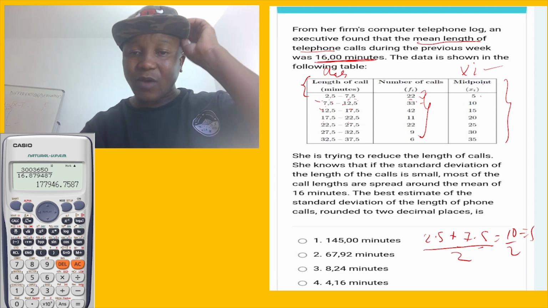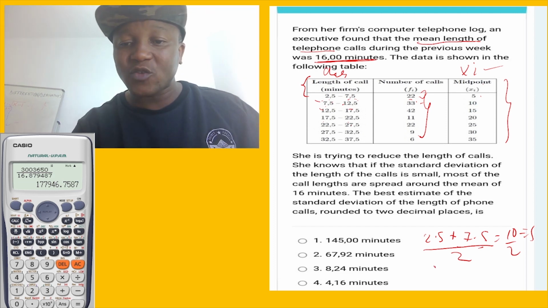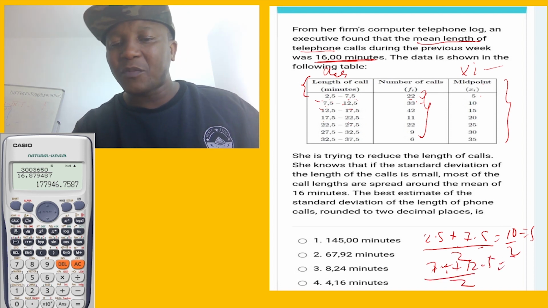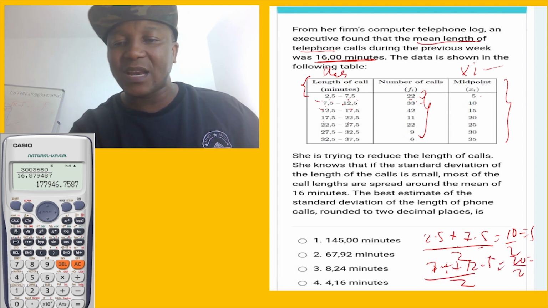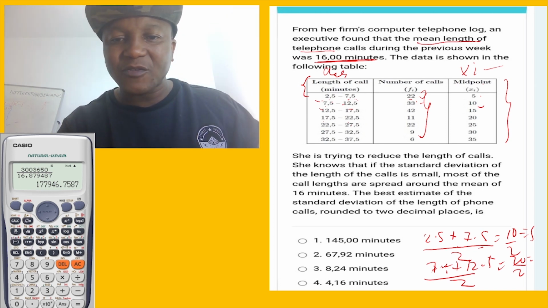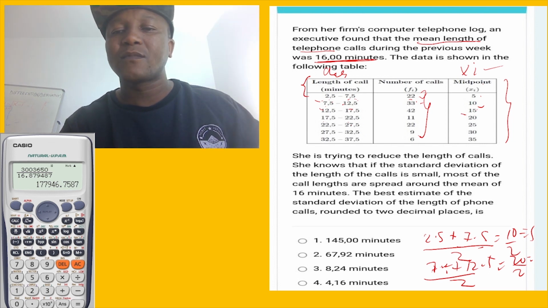The second one, 7.5 plus 12.5 divided by 2. That's going to give you 20 divided by 2 equal to 10. That's what they say, this is 10. Let's do one more. 12.5 plus 17.5 is going to give us 30. 30 divided by 2 equal to 15. See, that's how they got it.